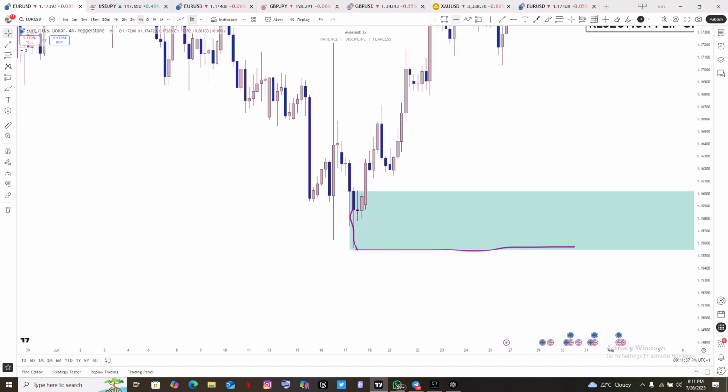For example, this is a block. This one is a block too, and you can still use it as your order block. This smaller one is also a block.